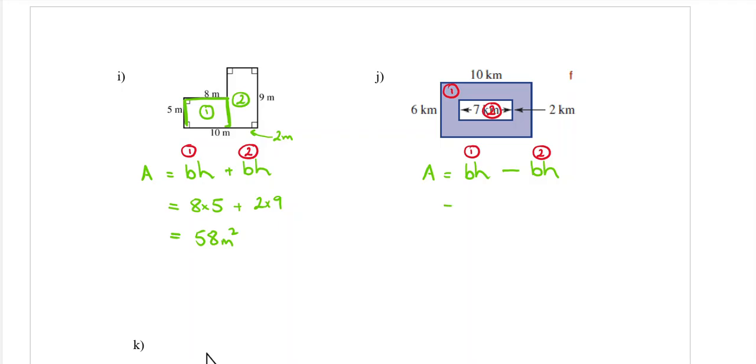So the base and the height of the big rectangle will be the 10 times 6. 10 times 6 minus. Now looking at the little rectangle, the 7 is the length of the width there, and 2 is the height. So 7 times 2. Put that whole thing in your calculator, and you get 46 kilometers squared.